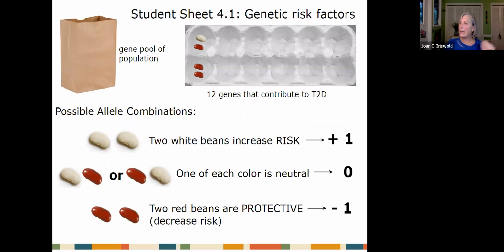So if you're doing this in the classroom, this is a bag full of beans, and you put the same number of, in this case, white beans and red beans together, and the bag of beans is the gene pool. Students are going to pull out 2 beans at a time. Those 2 beans represent the alleles that they inherit from their parents, and they drop 2 beans into each of the 12 spaces in an egg carton. And based on what they randomly draw, they're going to be simulating their risk. So if you draw 2 white beans, it's a positive risk. 1 of each is neutral, and then 2 red beans is protective. It decreases your risk, so you give yourself a -1 for that.